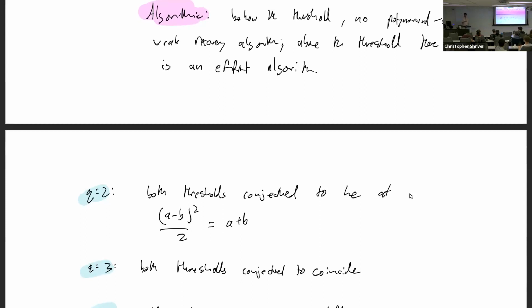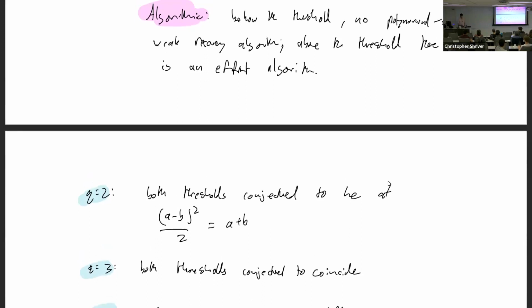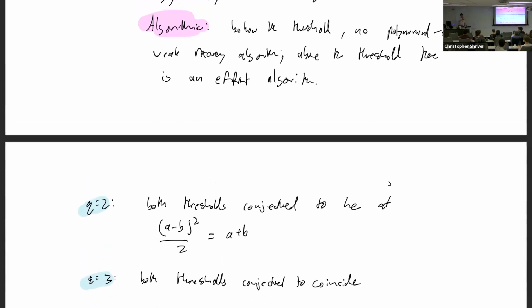Yeah, so I didn't quite say, but you can think of fixing the ratio of A to B and then letting the constant in front go up. I'll get to that scaling in a bit, but I'll say it precisely here, at least for Q is 2. For Q is 2, they conjectured that both thresholds occur at the same point. Here the threshold is (A minus B) squared over 2 equals A plus B. So you can see that for a given difference, the sum should be large.